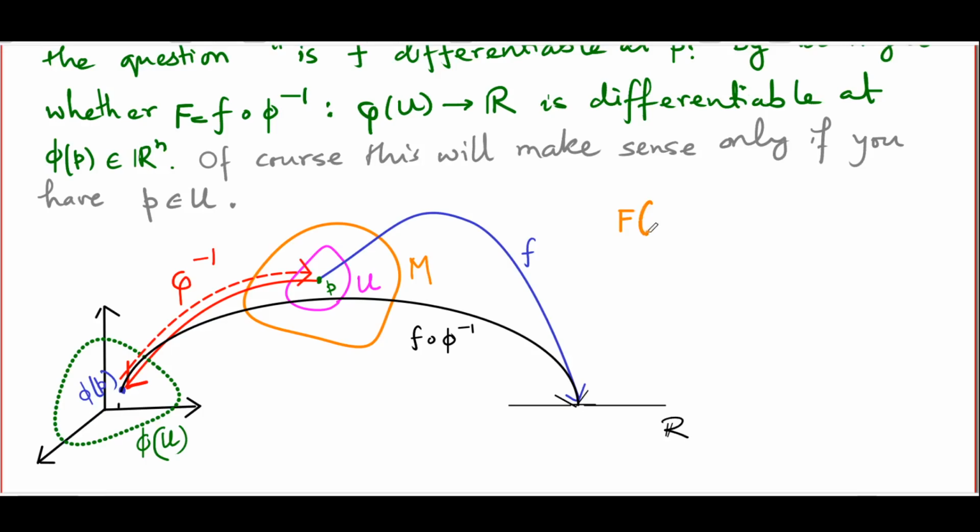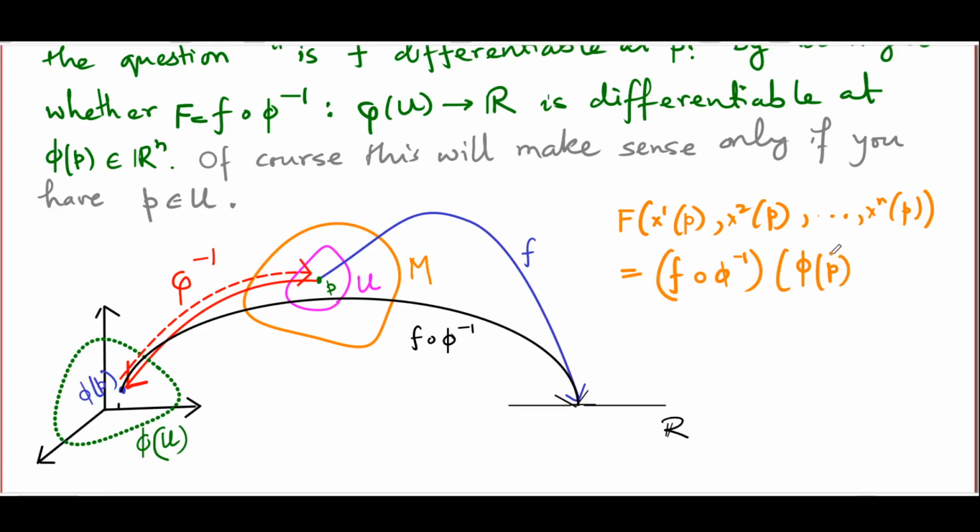Let me point out that if you apply f on x1p, x2p, ..., xnp, all the n coordinates of the point P, what you are really doing is applying the function f composite phi inverse, which is my capital F, to phi of P, which is nothing but this bunch of n real numbers. And that, of course, is nothing but f composite phi inverse composite phi acting on P, and that obviously is f of P. So the function f at the point P has a value.